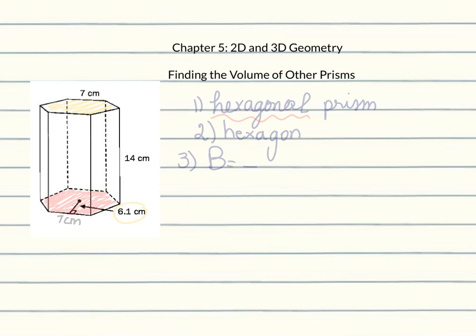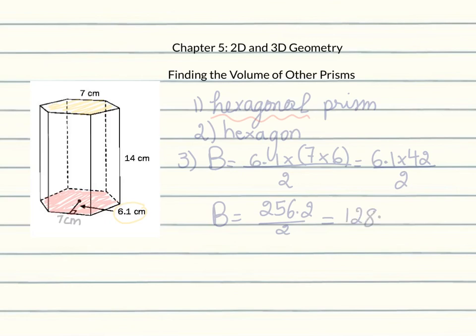Now we can move to step number 3, which is the area of the base. It is equal to, as we agreed, the apothem, 6.1, multiplied by the perimeter of this hexagon, which is the length of one side, 7, multiplied by the number of sides. We have 6 sides, all divided by 2. That's 6.1 multiplied by 42, all divided by 2. The area of the base would be 256.2 divided by 2, which gives a value of 128.1 centimeters to the power of 2.